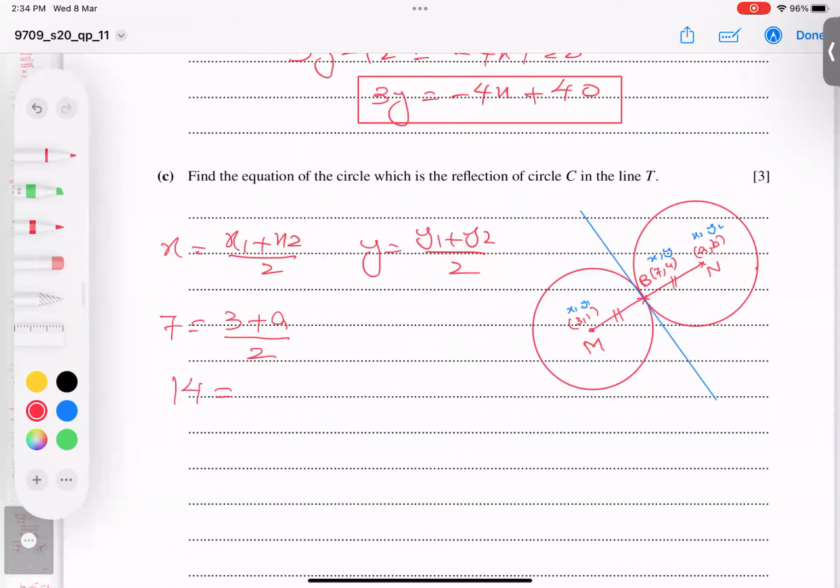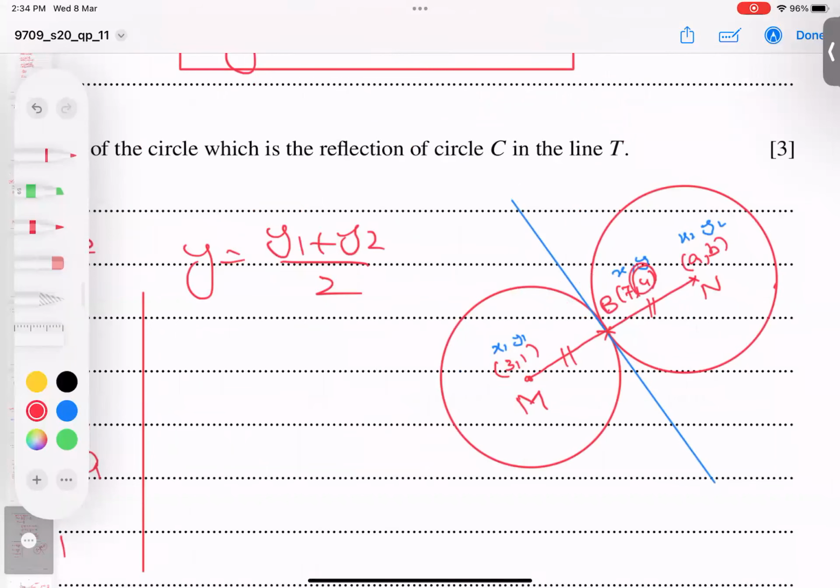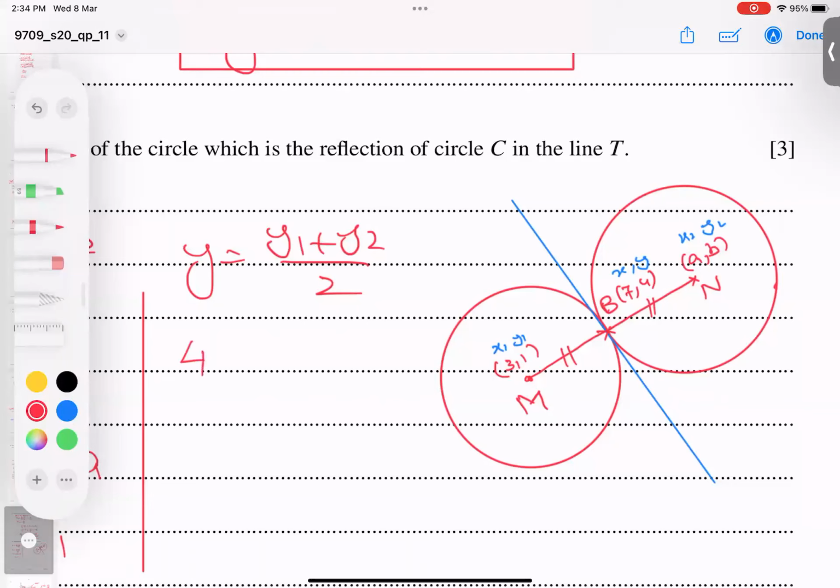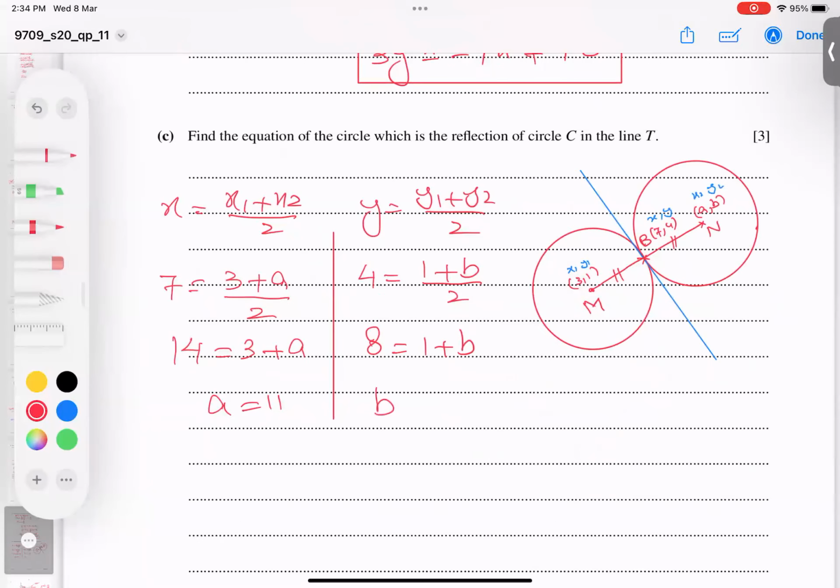2 sevens are 14 and 3 goes there and I get 11. So let's go for the y coordinate, same approach. So this 4 will behave as y. This corner element will go here. The second corner element will go here. Some students make a mistake here, and I believe, inshallah, you're understanding. So 4 equals 1 plus b divided by 2. And now 2 fours are 8 and 1 plus b. And finally, I got 7. So the answer is 11, 7. So the center N becomes 11, 7.